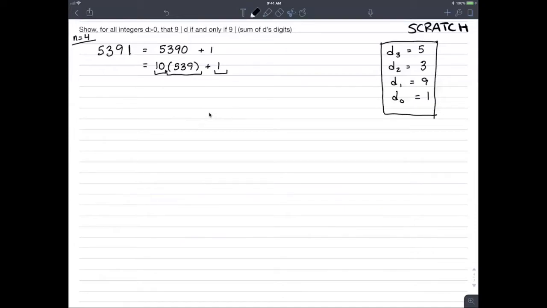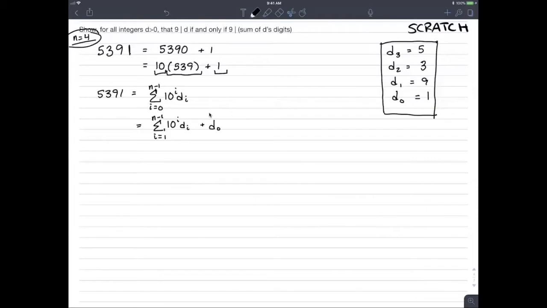If we wanted to rewrite this using notation, we can say that, all right, so we know 5,391, a 4-digit number, can be rewritten as the summation from i equals 0 to n minus 1, where digit 0 is the least significant digit, of 10 to the i d_i, right? And from there, we can rewrite that to say, we can go from 1 to n minus 1 of 10 to the i d_i plus 10 to the 0 d_0, and 10 to the 0 is just 1, so we can rewrite that as just d_0.